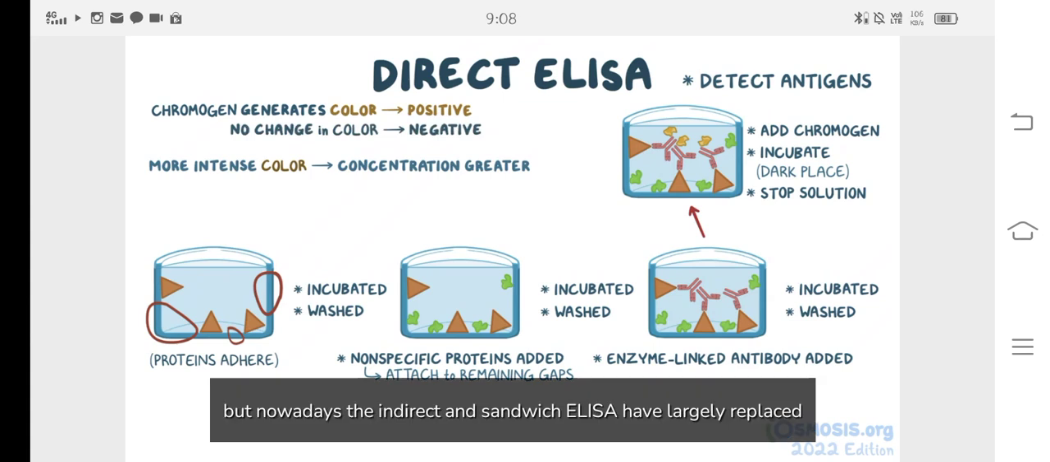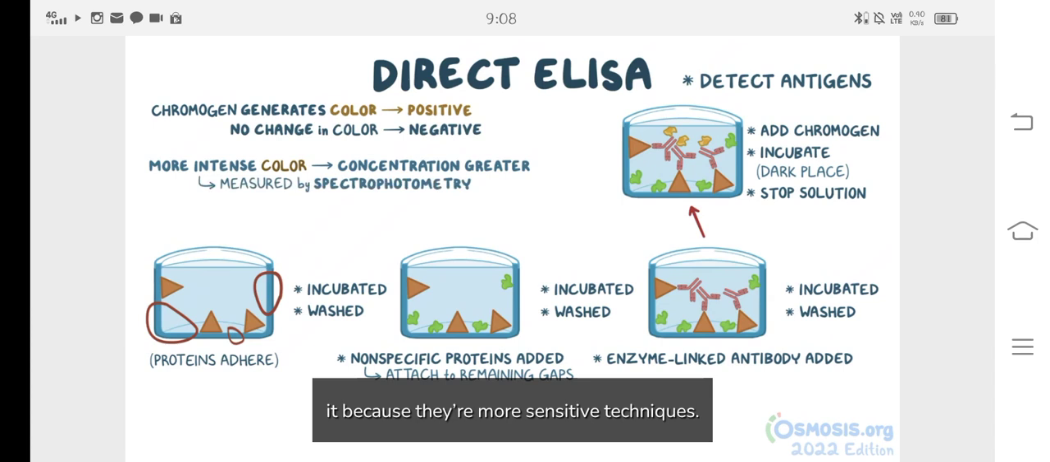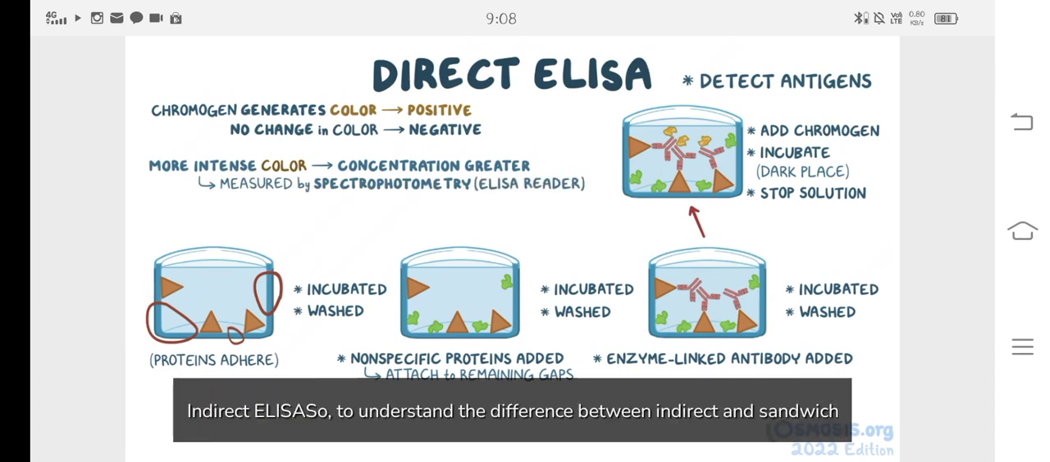For more accurate results, the intensity of the color can be measured by spectrophotometry with a machine called an ELISA reader to determine whether the test result is positive or negative.